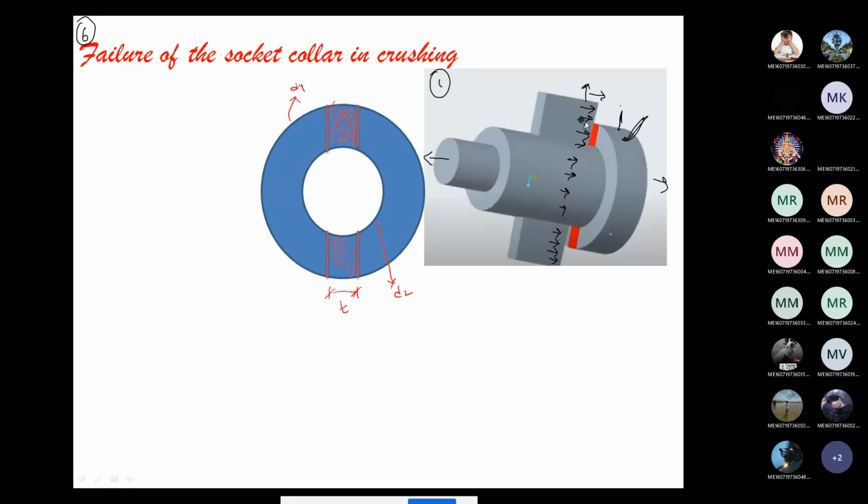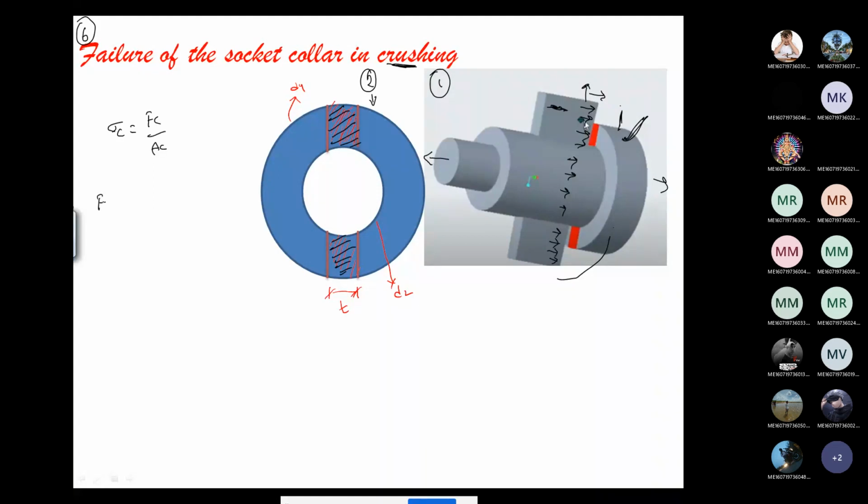Separately I am drawing here in the second image. I'm taking out the socket collar separately, and due to the hitting of the cotter, the failure area I'm drawing here. This is the failure area, right? So what is happening here? Crushing is happening. Crushing means crushing stress is induced. Crushing stress equals crushing load by crushed area.